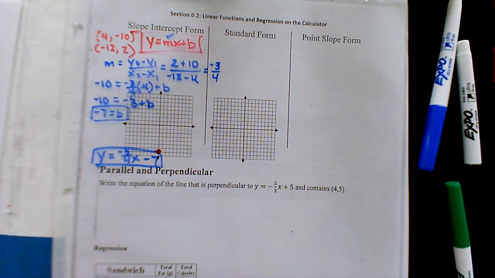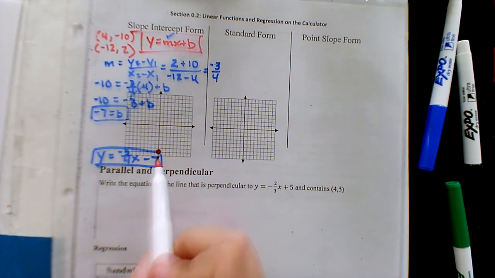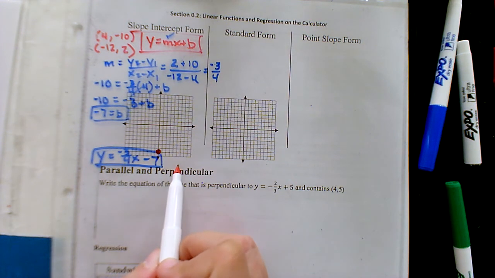Let's go to Olivia. Down 3 and over 4. All right, we're going to use the slope. Rise over run. So down 3, right 4. That would be perfect, but unfortunately I don't have a graph there.